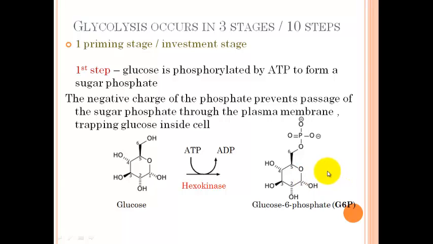After you produce glucose 6 phosphate, you can't go through the plasma membrane because of the negativity of this phosphate group. So glucose is trapped inside the cell.